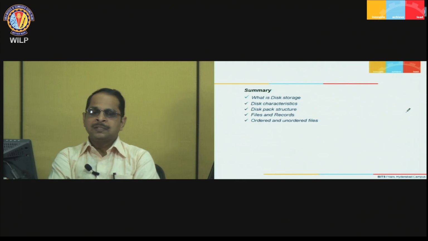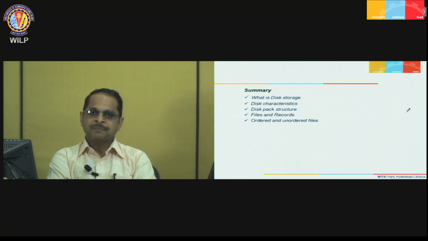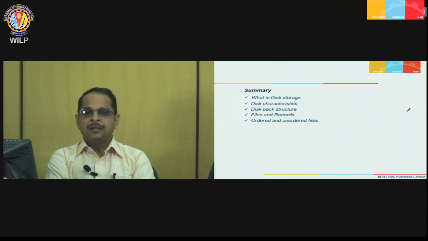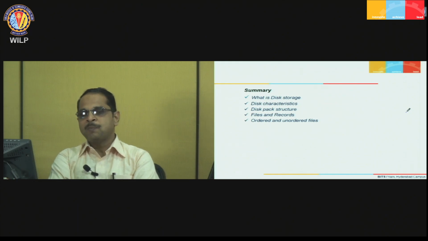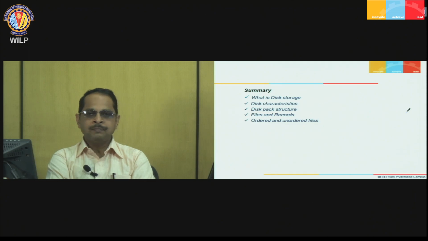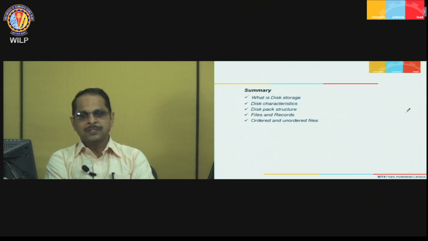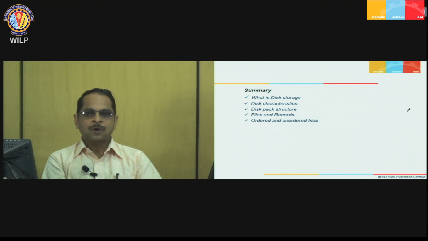We have seen the various disk characteristics, how to access data, and the time components involved in transferring a block from disk to RAM: seek time, rotation delay or latency, and block transfer time. We have seen the file organizations and record organizations. We have also seen the operations that can be performed on files, and we discussed ordered files and unordered files, and the advantages and disadvantages of these file organizations. Let us stop here. Thank you very much.